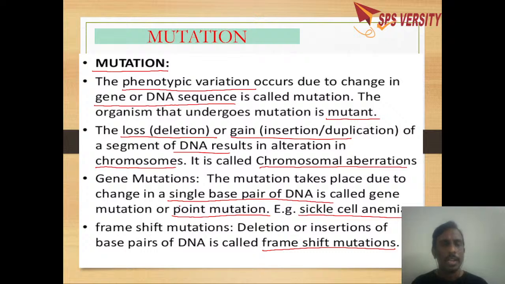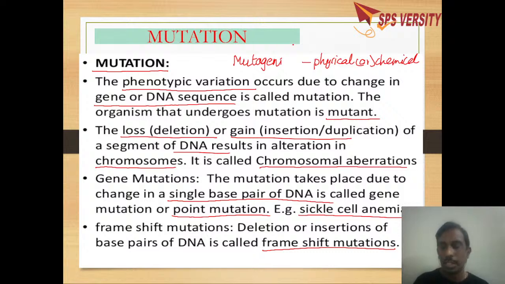So this is a brief about mutations, and the substances which cause mutations are called mutagens. There are physical and chemical mutagens. So this is the concept of mutations: gene mutations, chromosomal aberrations, and frame shift mutations.